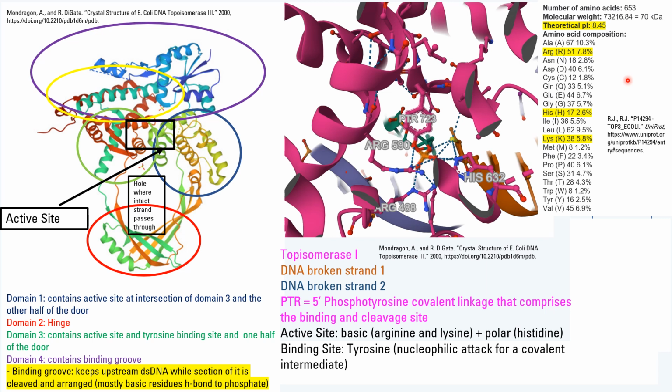Domain 4 has a binding groove right here with the turquoise alpha helix, which is not involved in the cleaving but keeps the upstream double-stranded DNA bonded to the whole enzyme. Domains 2 and 3 contain the active site, which is in this black box here, which makes that 5' phosphotyrosine covalent bond with additional polar and basic residues to assist. Domain 2 is mostly a mixed beta pleated sheet that acts as a hinge and has a hole above, which both will be discussed later.